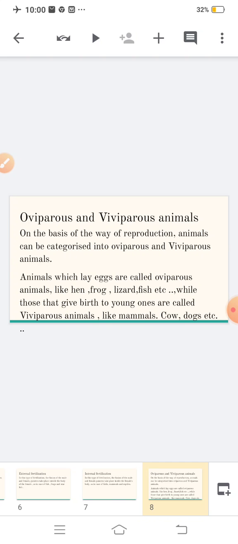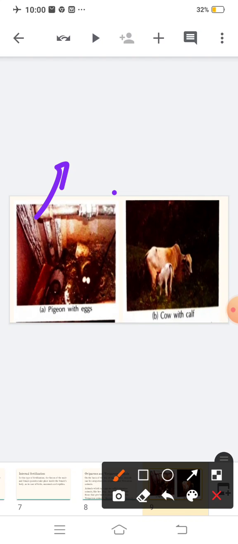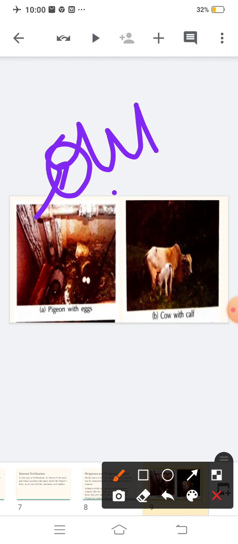Ovi means egg. So, those animals which lay eggs are called oviparous, like your lizard, frog, hen, fish, etc. While those that give birth to young ones are called viviparous animals, like mammals, cow, dogs, etc. Is this clear? So see, pigeon, these are the oviparous and these are your viviparous.